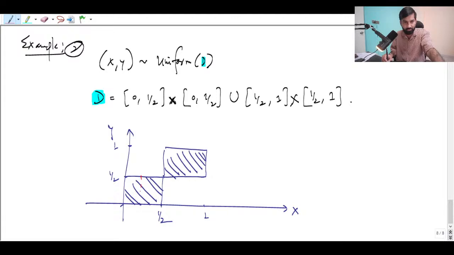Suppose let me fix x equal to a here. So given that x equal to a, and let's say x takes the value between 0 to 1 by 2.